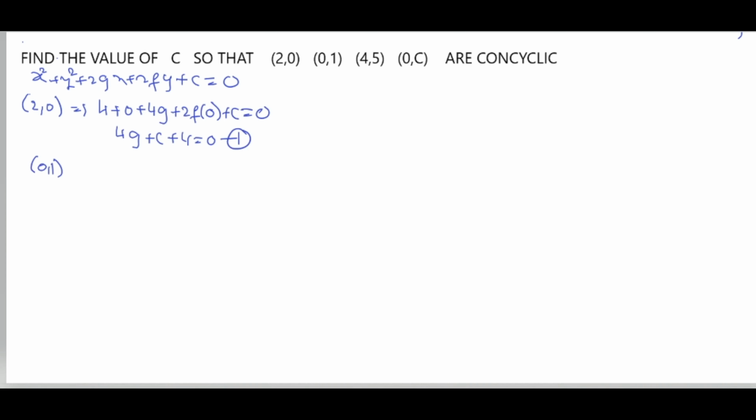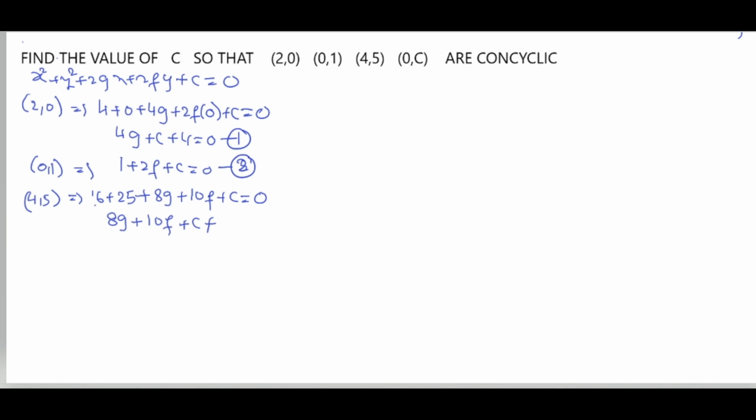And substituting 0 comma 1 in the general equation, that is 1 plus 2f plus c is equal to 0. This is the second equation. And 4 comma 5, that is 16 plus 25 plus 8g plus 10f plus c is equal to 0. 8g plus 10f plus c plus, here 16 plus 25, that is 41, is equal to 0. This is the third equation. So first equation minus second equation, that is c, c cancel, 4g minus 2f plus 3 is equal to 0.